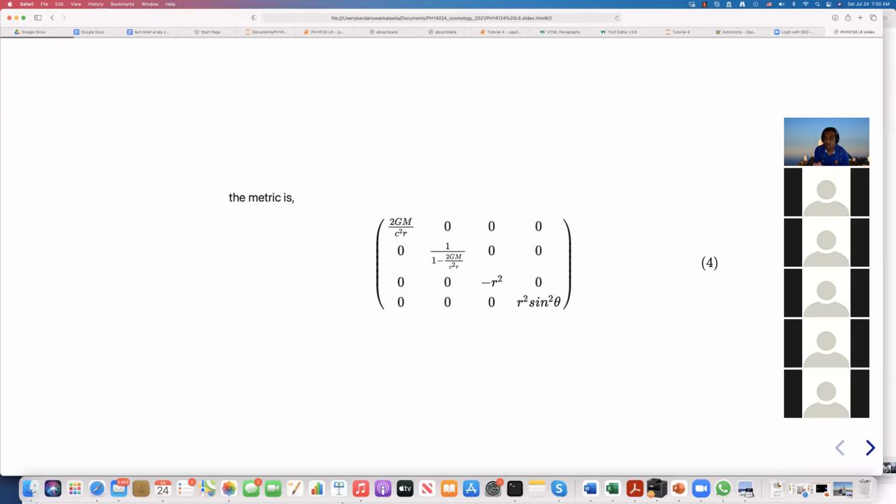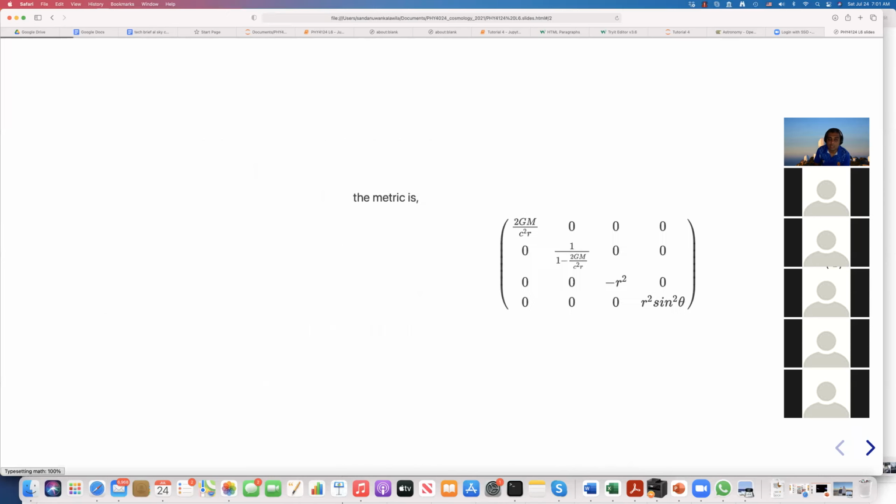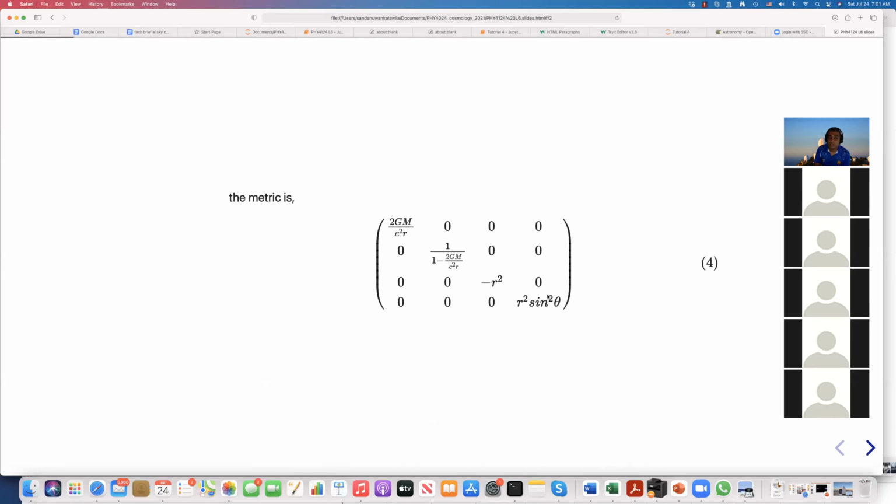And once you have all these components, you can write the metric, which has this form, right? I have not done anything special. All I have is these four components. This component for the dt squared term, and then for the dr squared, you have 1 over that same component. Then you have minus r squared sine squared theta, right? Because you only have the dt squared, dr squared, d theta squared, and d phi squared terms, you have only the diagonal terms in this metric. All the other components are 0, right? So I guess this is clear for you.